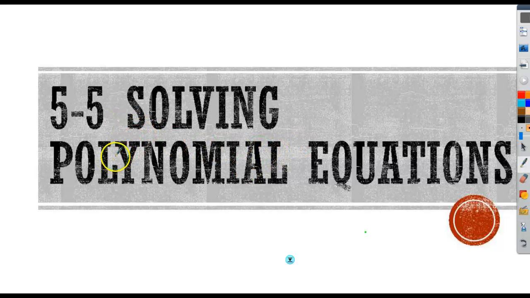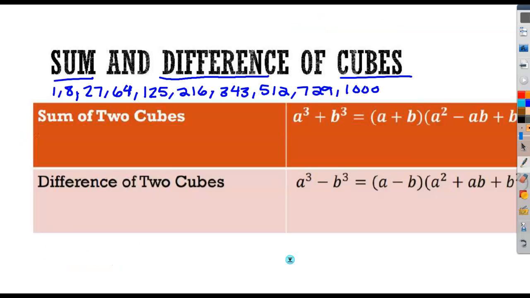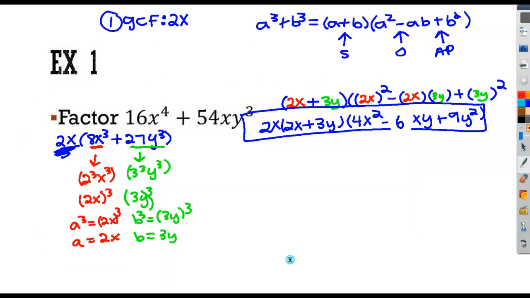Hi guys, we're going to continue 5-5 solving polynomial equations. Yesterday you should have worked on factoring using sum and difference of cubes. There are a couple of corrections I want you to make, and the first one is on example 1.